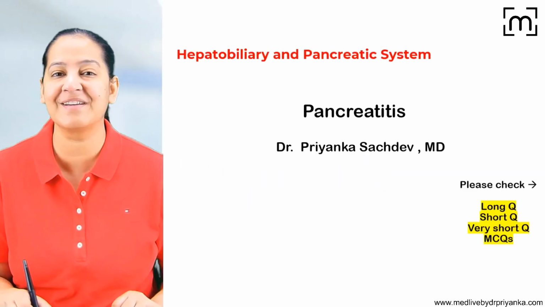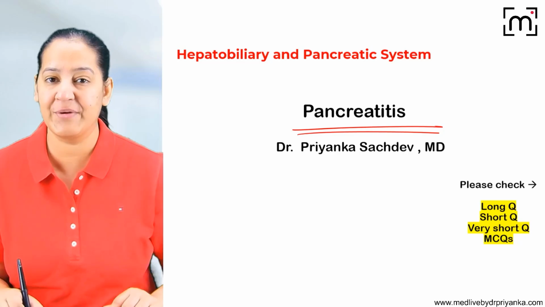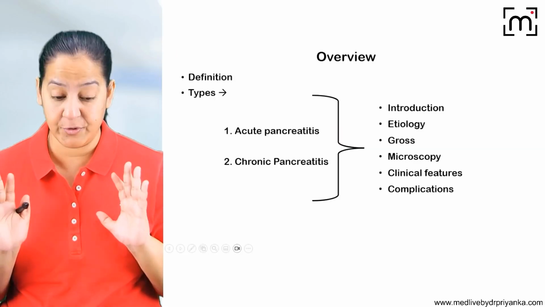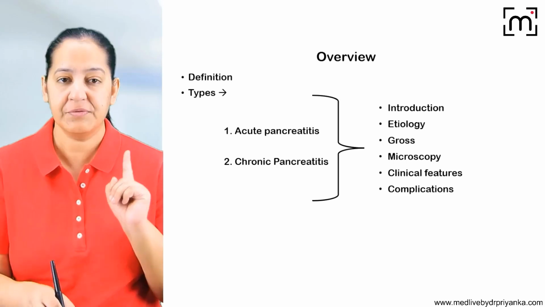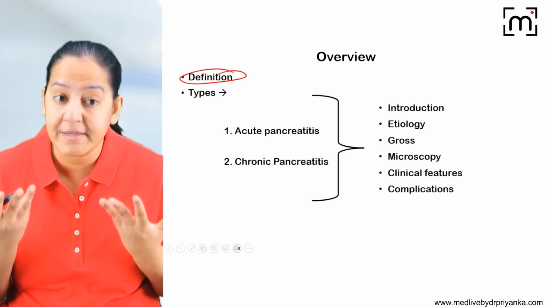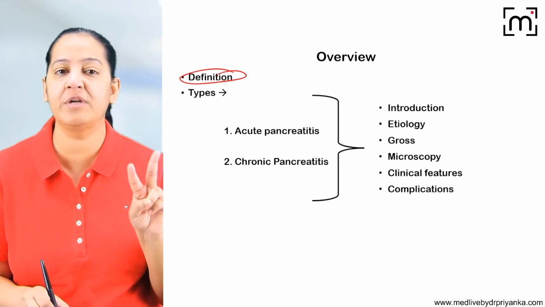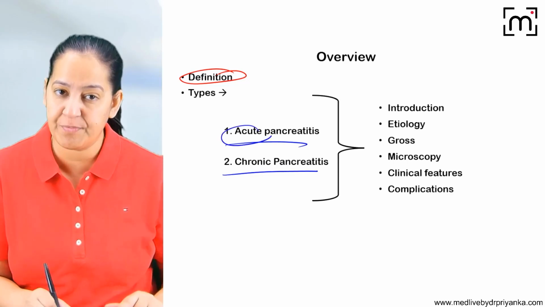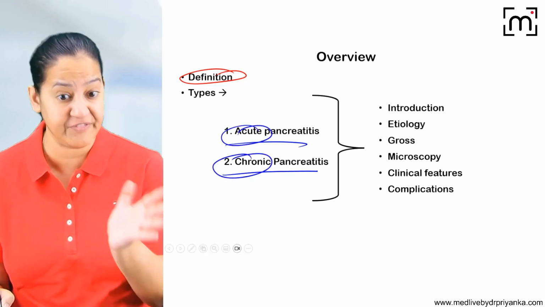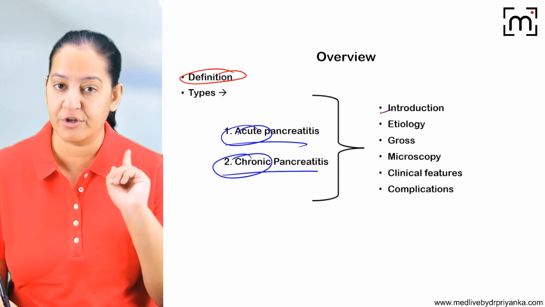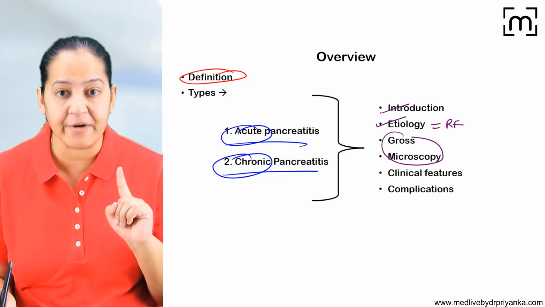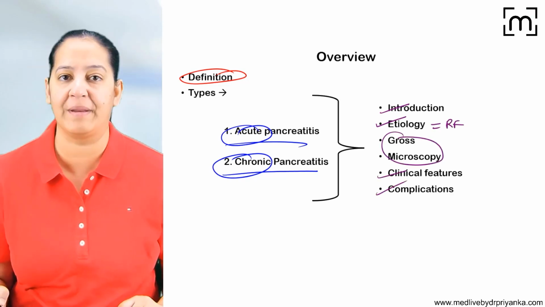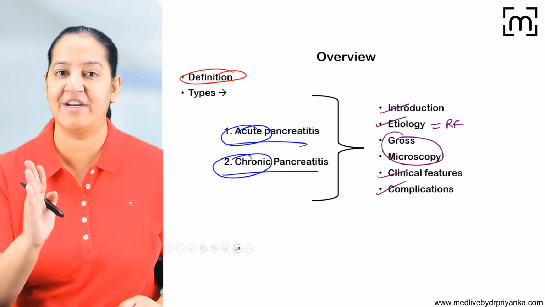Here you can see we are starting the topic, that is pancreatitis. So first of all, I would like to give you an overview. Under these headings, I would like to discuss this topic. First of all, I will let you know the definition, what is pancreatitis. Then we will see the two types of pancreatitis in detail, that is acute pancreatitis and chronic pancreatitis, under a fixed set of headings. I will let you know the introduction of each of them, etiology, that is risk factors for both of them, gross and microscopy for both of them, clinical features and complications. So we will make a comparative table between them.